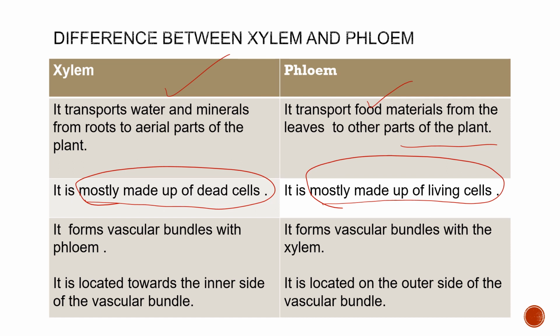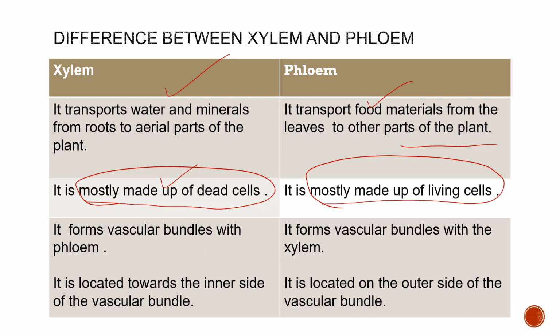They are the dead parts, and the other three, that is the sieve plates, the companion cells, and the phloem parenchyma, all are living cells. Whereas in xylem, only the xylem parenchyma is the living part, and the others are all dead cells.